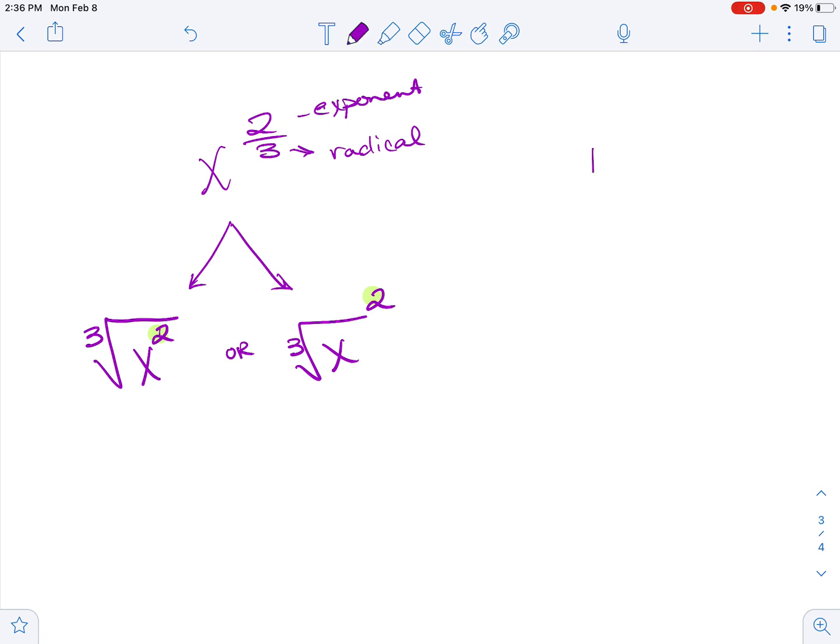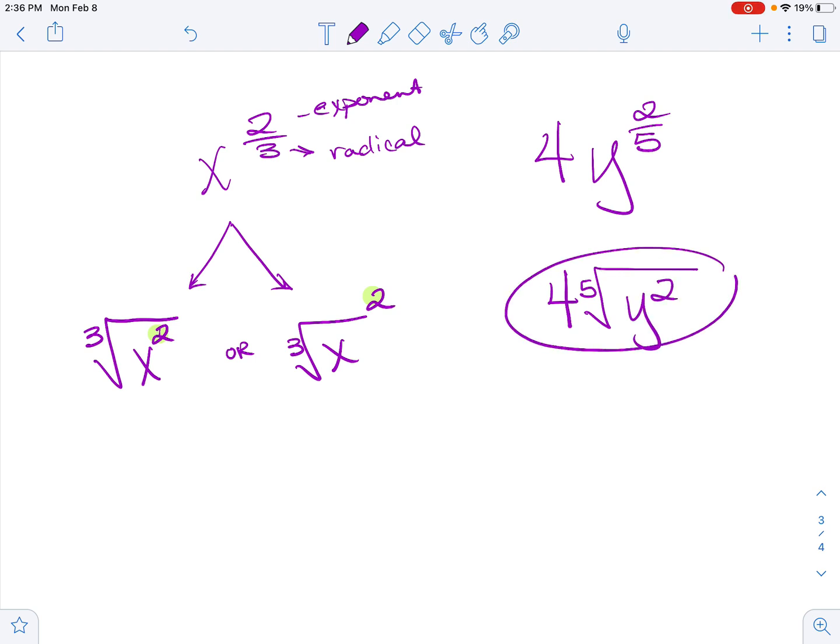So again, if I have 4y to the 2/5, the 2/5 doesn't apply to the 4. It just comes out front. The 2 becomes the exponent, the 5 becomes the radical. This is going to become 4 times the 5th root of y squared.